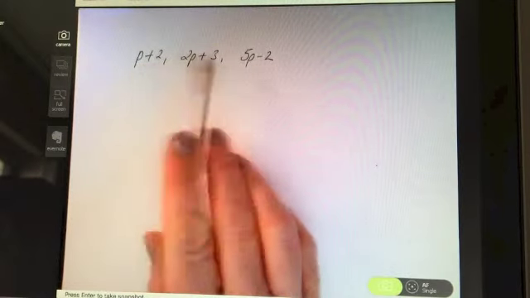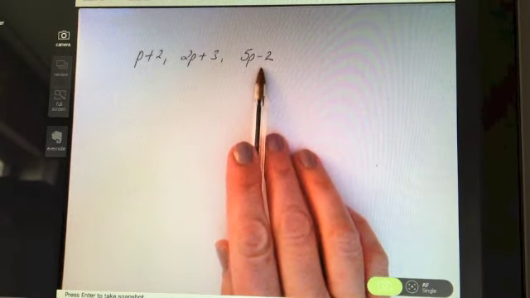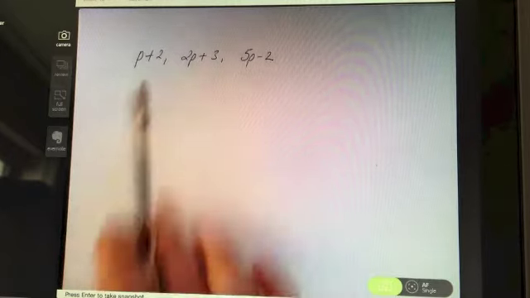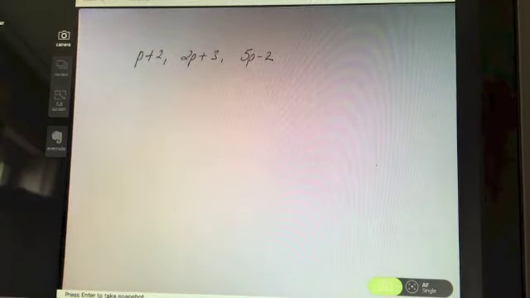So try this question. P plus 2, 2p plus 3, and 5p minus 2 are 3 consecutive terms of an arithmetic sequence. So there are 3 terms in order in an arithmetic sequence. Find the value of p. Pause the video, see how you get on with this.